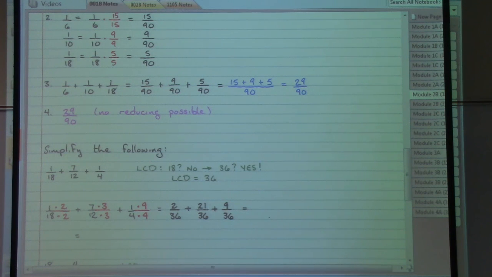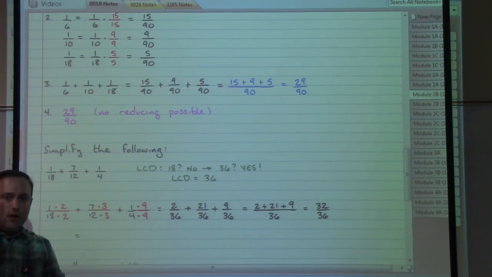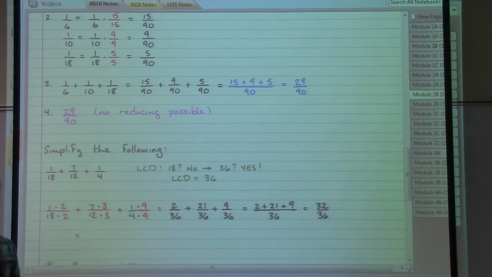So, now that all of my fractions have that common denominator of 36, I put my numerators together. I keep my denominator the same, and I come up with a 32 over top of a 36. Then I have to remember at the very end of my fraction problems, can I reduce? I always want to make sure before I move on to ask myself that question, can I reduce?